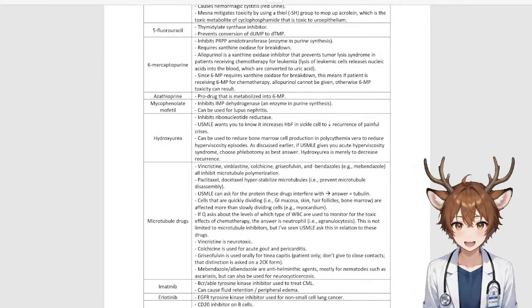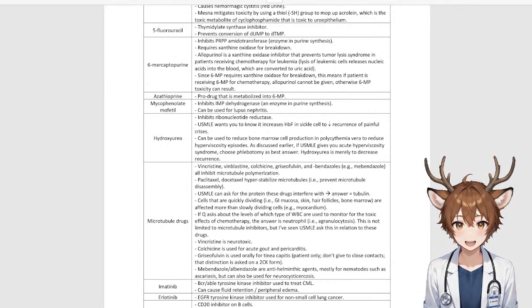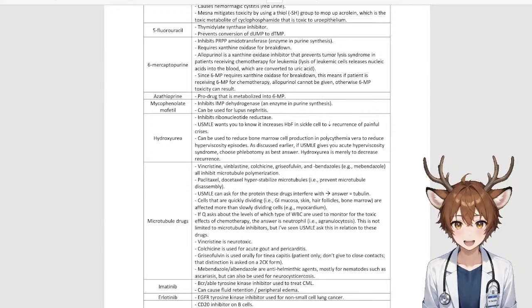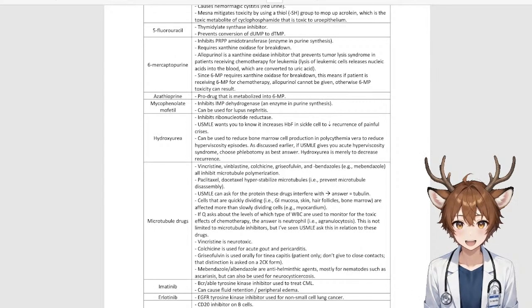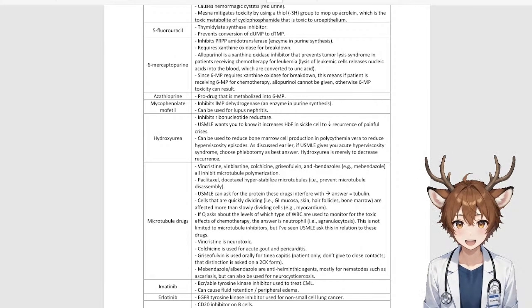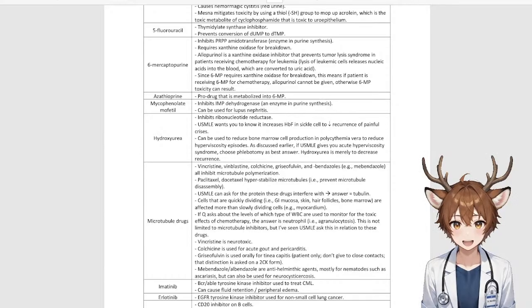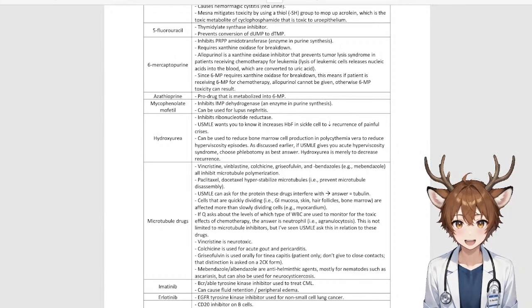What about hydroxyurea? Inhibits ribonucleotide reductase. USMLE wants you to know that it increases fetal hemoglobin in sickle cell to decrease the recurrence of painful crises. Can be used to reduce bone marrow cell production in polycythemia vera to reduce hyperviscosity episodes. As discussed earlier, if USMLE gives you an acute hyperviscosity syndrome, choose phlebotomy as the best answer. Hydroxyurea is merely to decrease recurrence.